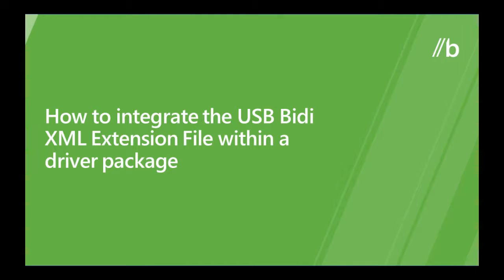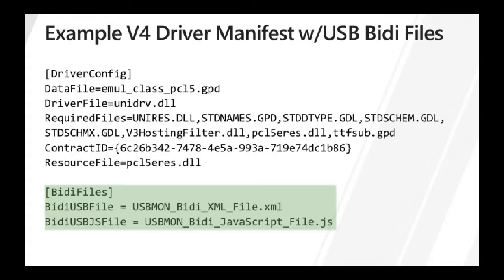Now let's look at how you'd integrate these extension files within a new driver package. This is an example of a V4 printer driver manifest file. To enable the USB BiDi extender, the V4 printer driver manifest needs a BiDi files section, as I've highlighted here. Within the BiDi files section will be an entry for each of the new USB BiDi extension files. The keyword BiDiUSBFile indicates the USB BiDi XML extension file, and the keyword BiDiUSBJSFile identifies the USB BiDi JavaScript extension file.